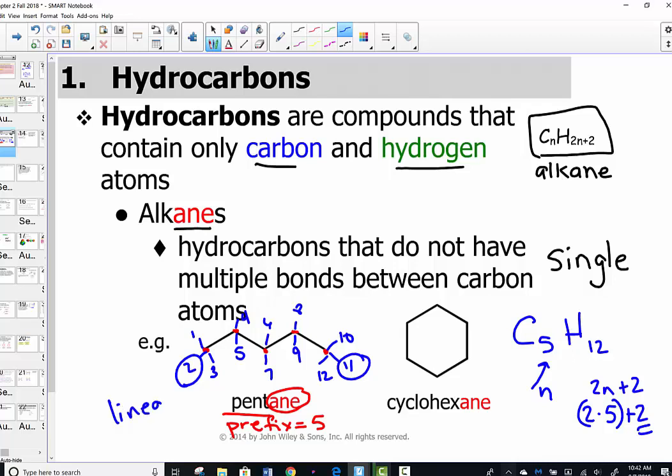So 1, 2, 3, 4, 5, 6, 7, 8, 9, 10, 11, 12. C5H12 in a cyclic structure. Let's write those formulas and names for the first 10 alkanes. 1, 2, 3, 4, 5, 6, 7, 8, 9, 10, 11, 12. I just wanted to check that math.